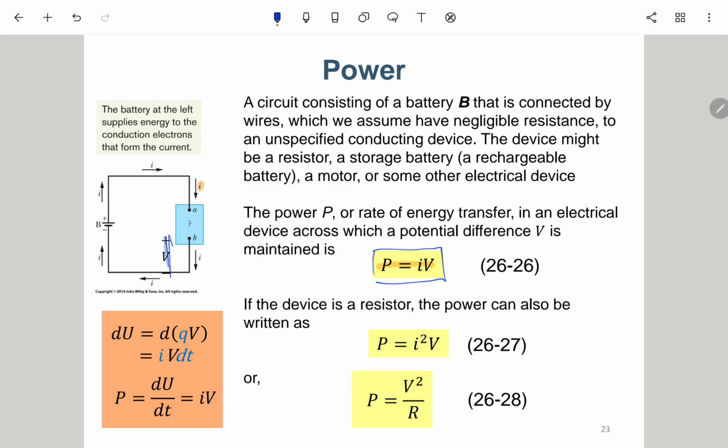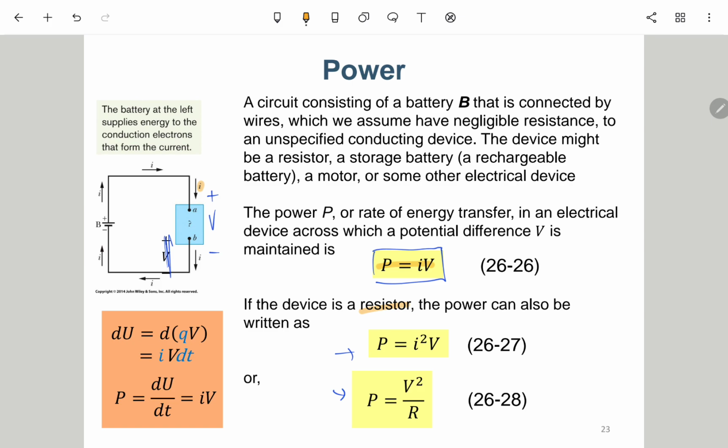So I times V will be the power consumed by this device. This is always true, no matter whether it is a resistor, capacitor, inductor, or whatever nonlinear unit. This equation is still correct. But for these two, they only apply for a resistor. You cannot apply this for other devices.